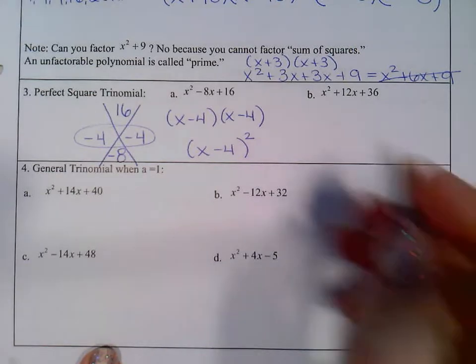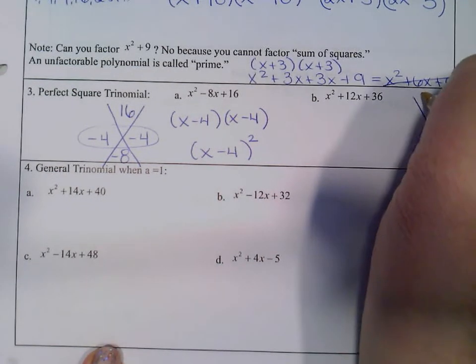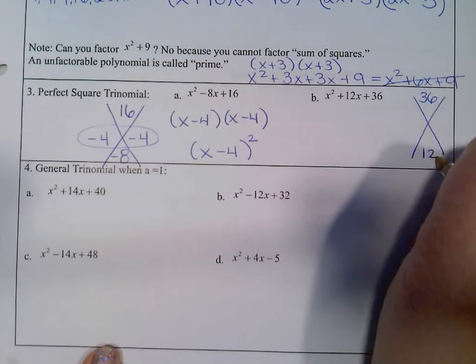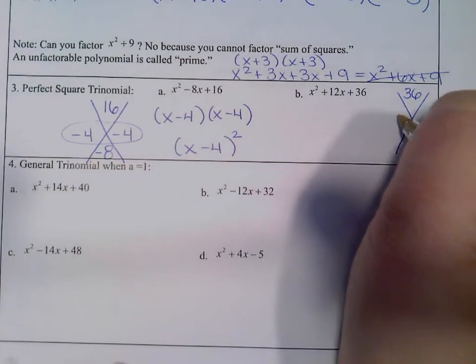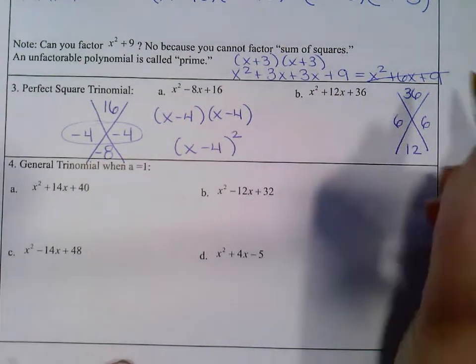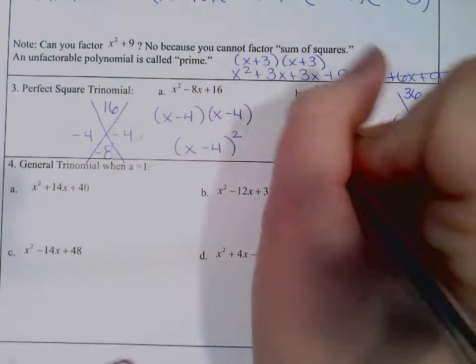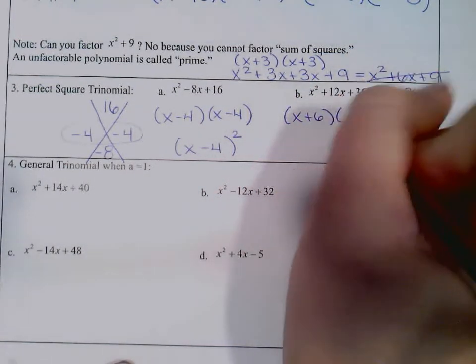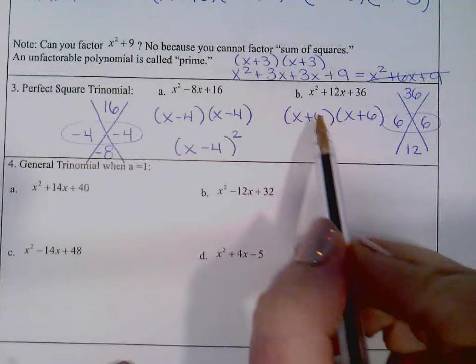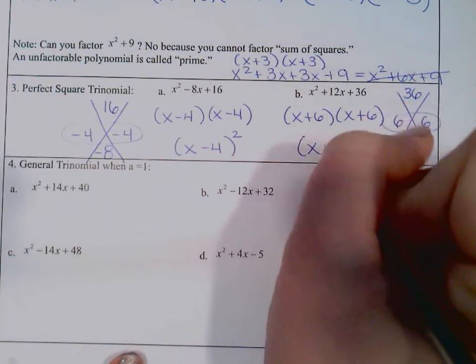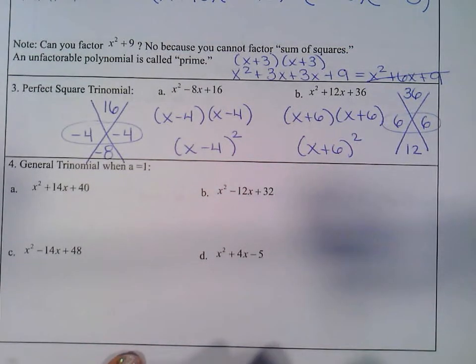So in part B, we're looking for the factors of 36 that will add up to 12. So I think you know that that would be 6 times 6. That's part of my factor. So my factors are x plus 6 times x plus 6. And perfect square trinomial I could write as just x plus 6 squared.